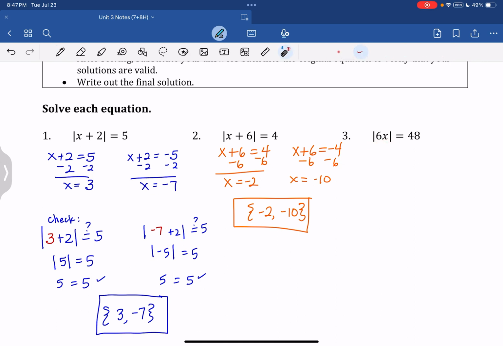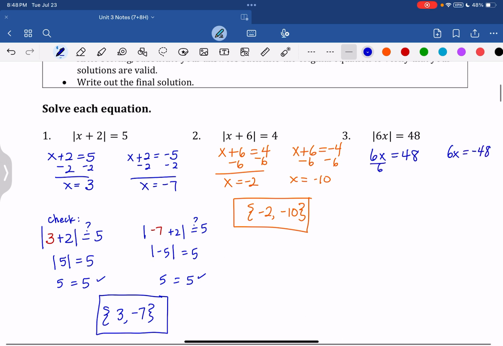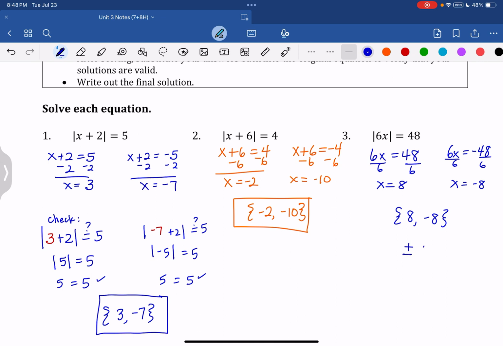Again, isolated, positive number, we're good. So 6x equals 48. 6x equals -48. So here x is 8, or x is -8. Sometimes you'll see that written as positive and negative 8. It's another way you could write that solution.